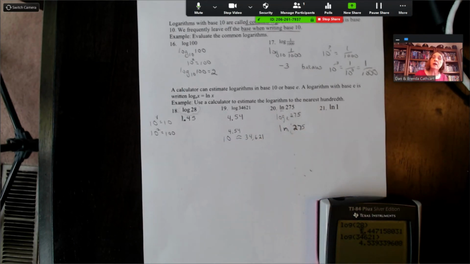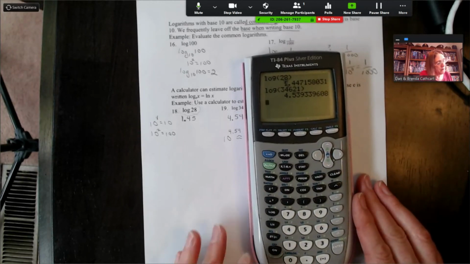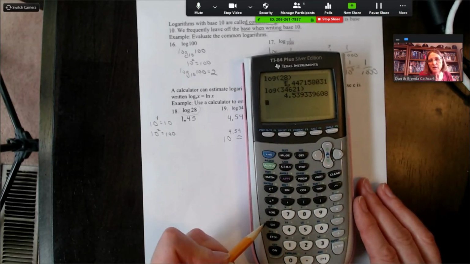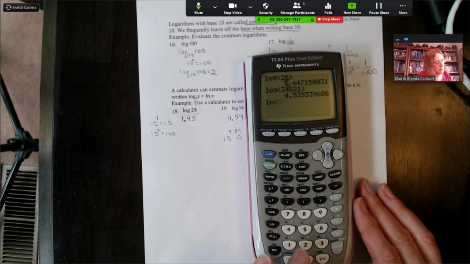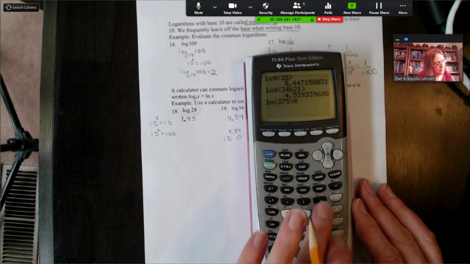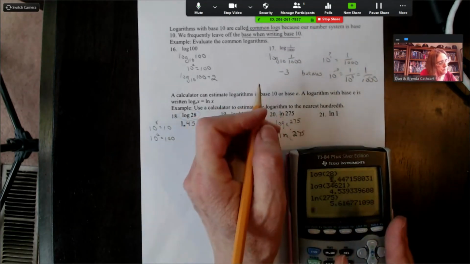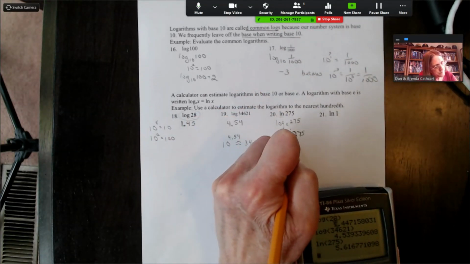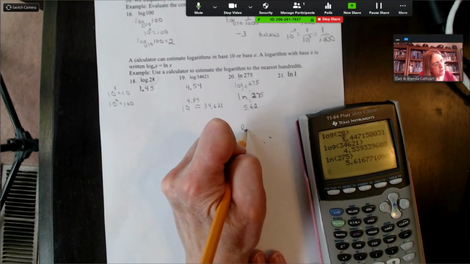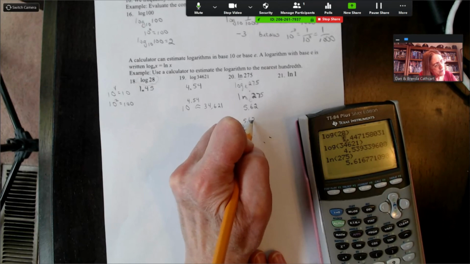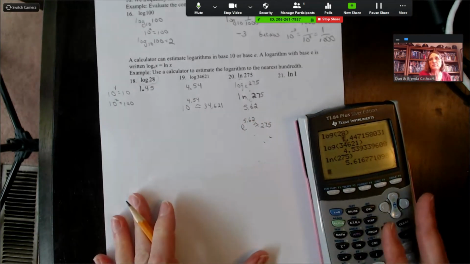We have a key for the natural log also on our calculator. It's right below the log base 10. Here is our natural log key, so I'm going to hit natural log 275, and I'm going to get 5.62. What that tells us is that e raised to the 5.62 power is approximately 275.